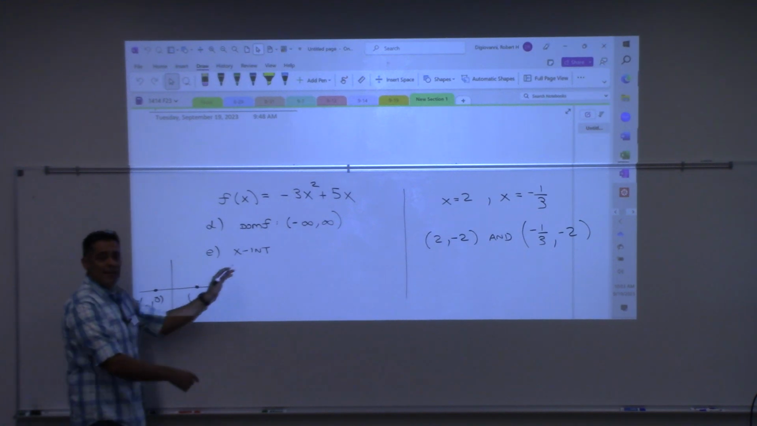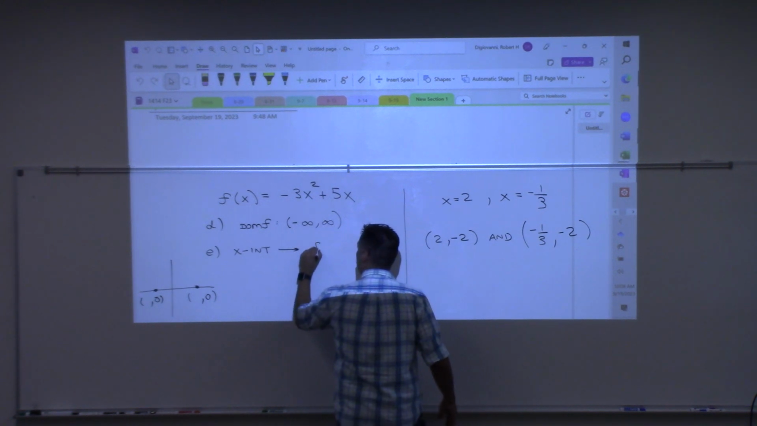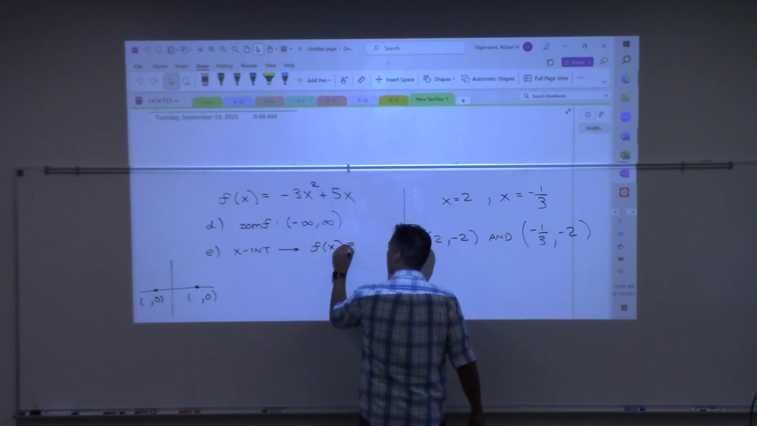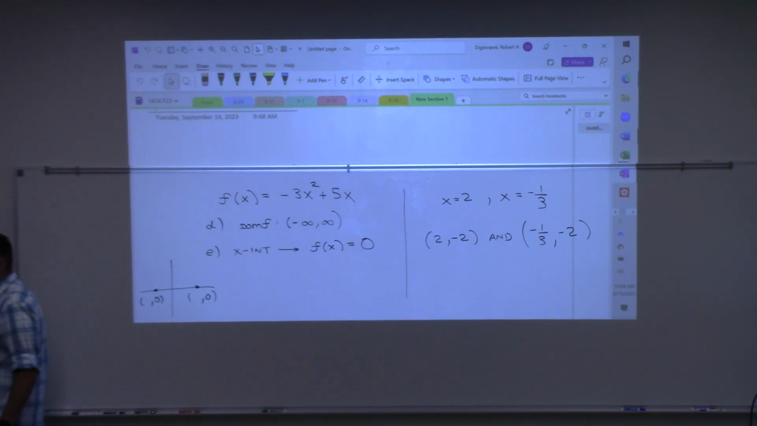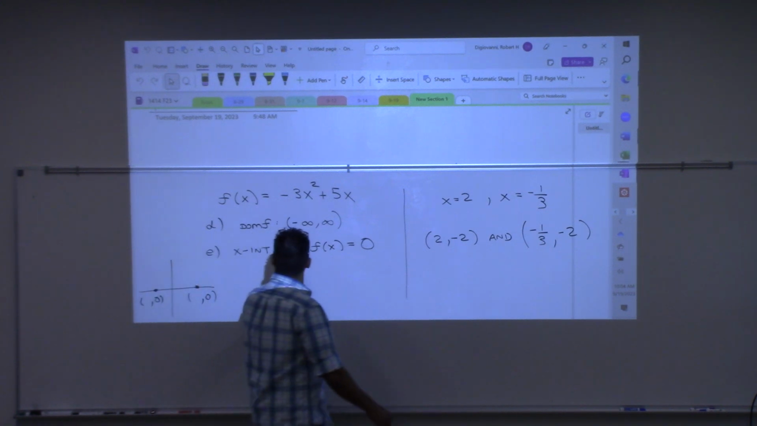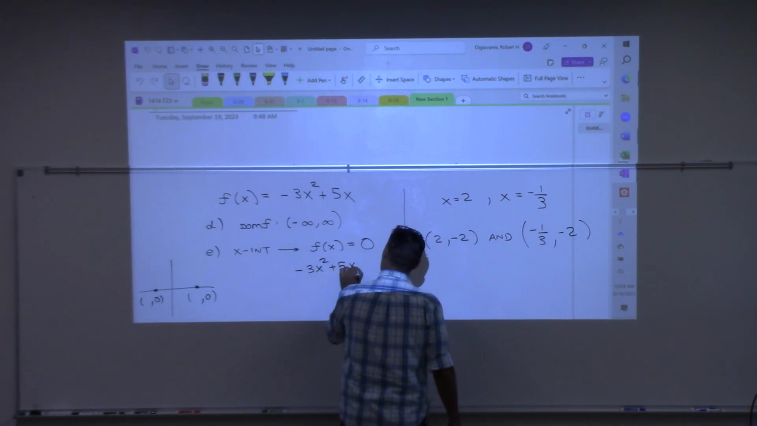So to find the x-intercepts of any function ever, what you do is you take the function and you set it equal to 0. Have we done that yet on this problem? No, we set it equal to what earlier? -2, but not 0, right? So we've got to do this now, which is going to be another quadratic, isn't it? -3x squared plus 5x equals 0.